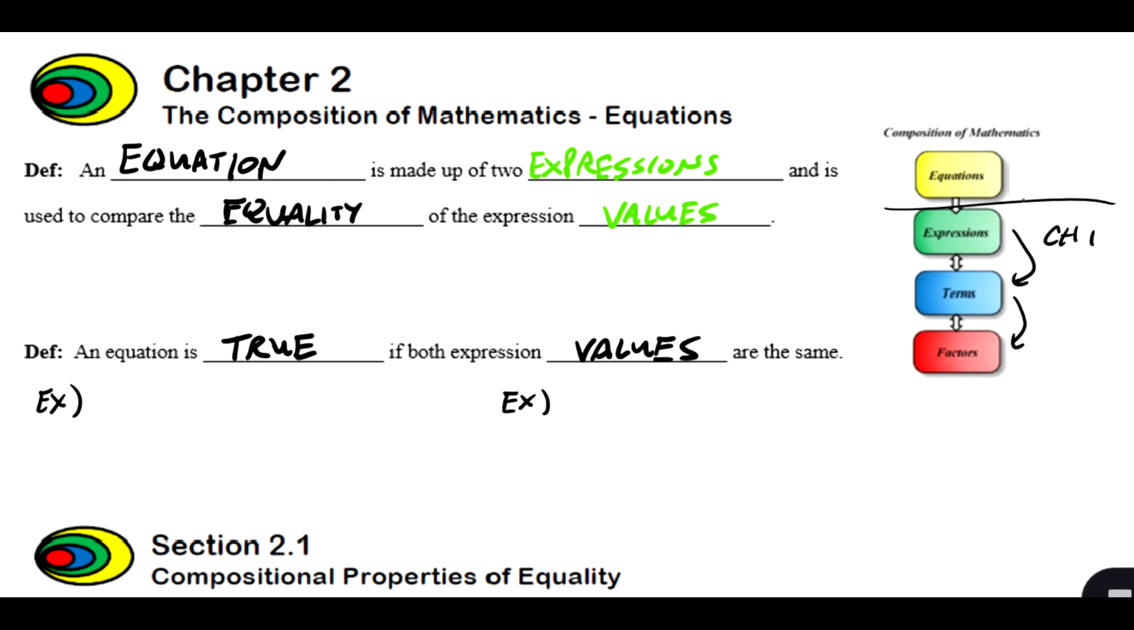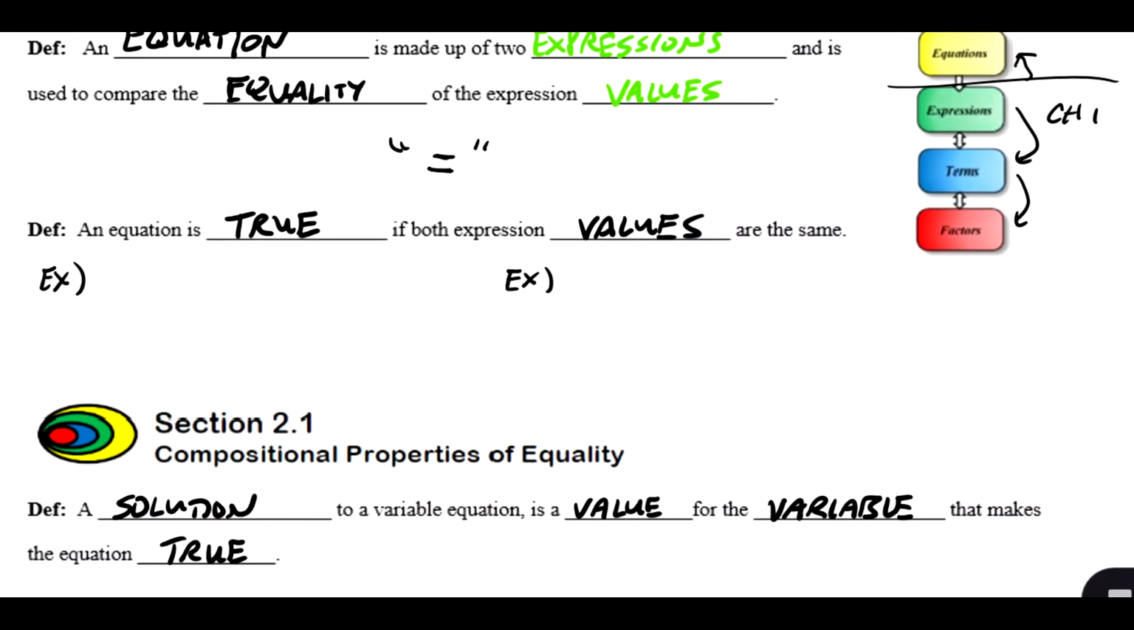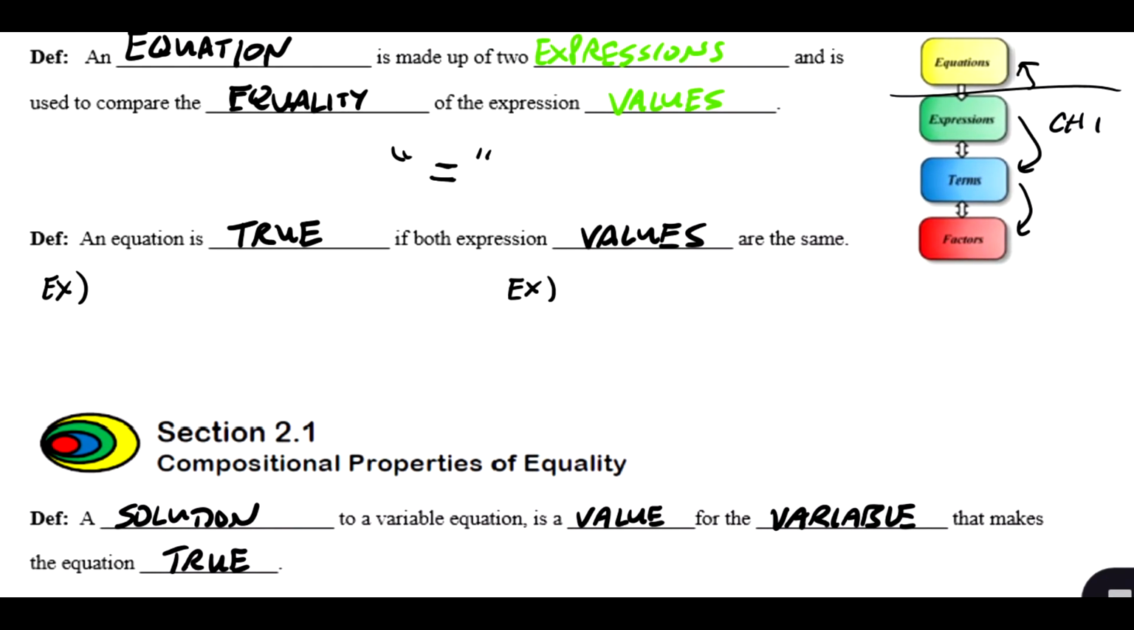So now an equation is how we can look at expression values. Equations are made up of two expressions and are used to compare the equality of the expression values. So we use an equal sign between two expressions to compare their values. A lot of times this might be misleading, because just because there's an equal sign doesn't mean that the equation is true. An equation is true if both expression values are the same.